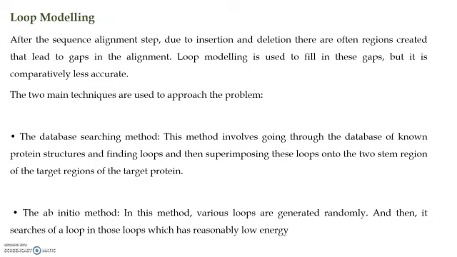After the sequence alignment step, due to insertions and deletions, there are one or more loops generated in the protein structure, and this leads to gaps. The loop modeling technique is used to fill these gaps, but it is less accurate. There are mainly two types of techniques used to fill these gaps: the database searching method and the ab initio method. The database searching method involves going through a database of known protein structures, finding loops, and then superimposing these loops onto the gap region of the target protein. In the ab initio method, various loops are generated randomly, and then it searches for a loop among them which has reasonably low energy.